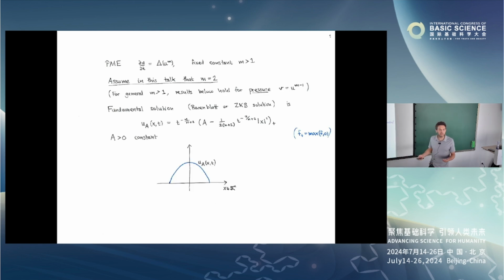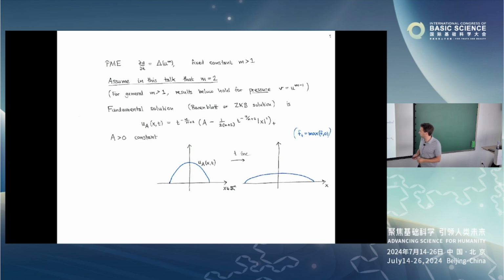So we get something like this. For any fixed t equals 1 or something, it's just a constant minus x squared, and then I just cut it off when it gets negative. This is going to be my fundamental solution. Let me say a little bit more about that.